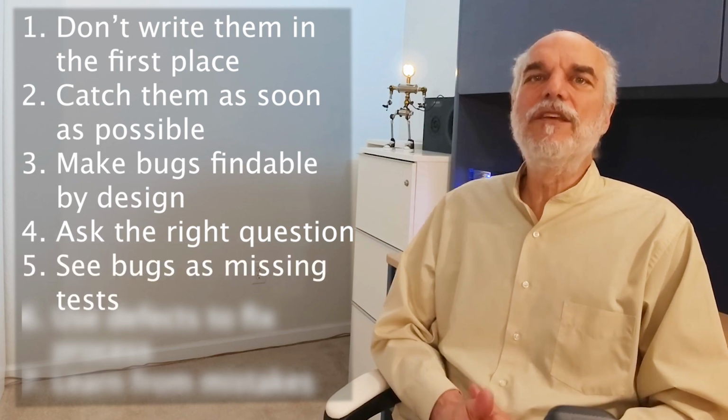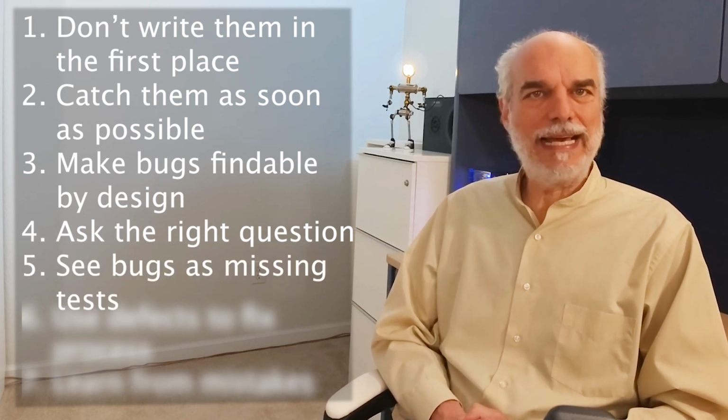Number 5, see bugs as missing tests. Once I find a bug and before I fix it, I'll write a failing test for it so that when I fix the bug, the test will pass. The bug came about because of some false assumptions that I had. By figuring out what the false assumption is and embodying it in a unit test, we get regression for that issue and we'll never have to deal with that bug again.